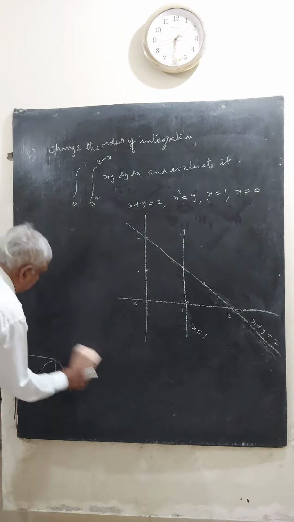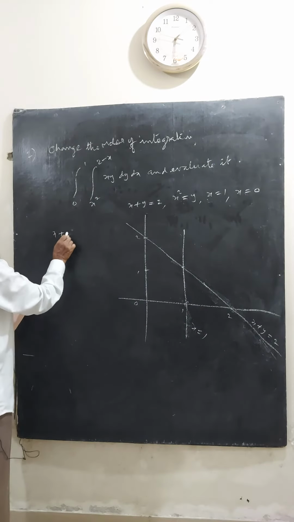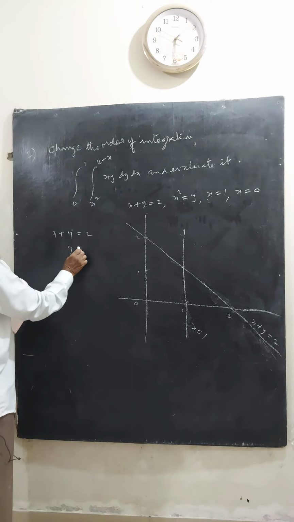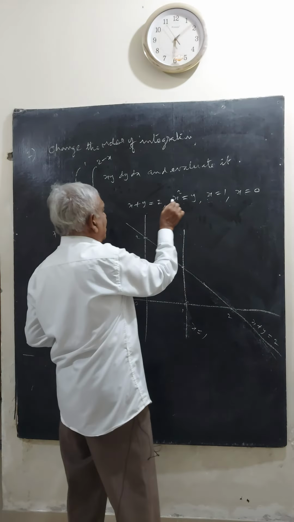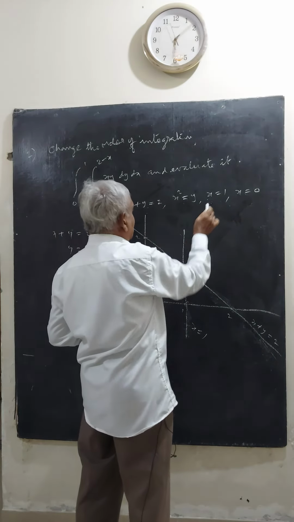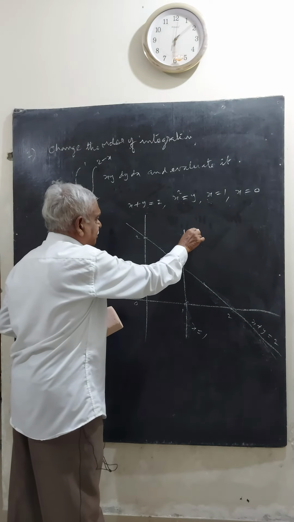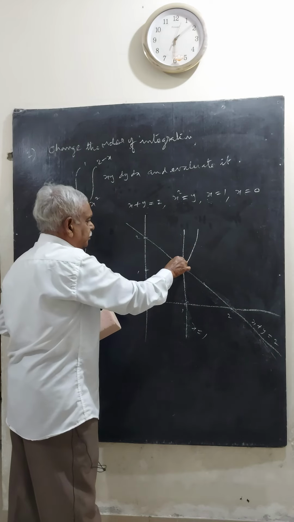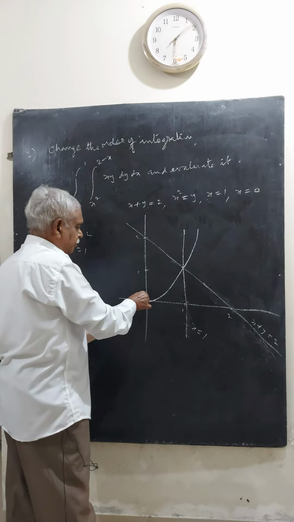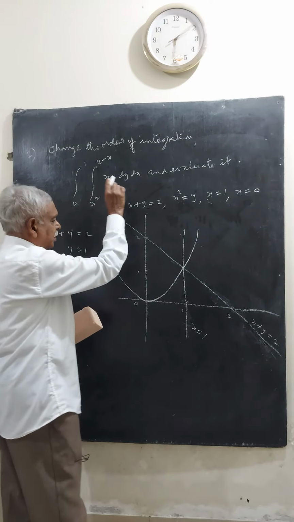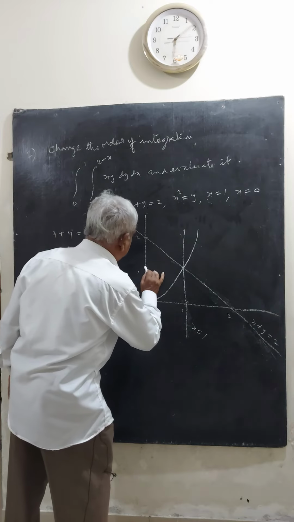Therefore, when x equal to 1, y also equal to 1. Putting x equal to 1, y also equal to 1. Therefore, this parabola and the straight line x equal to 1 all cut at 1, 1. This is the shape of the parabola passing through the origin. It cuts at this point.